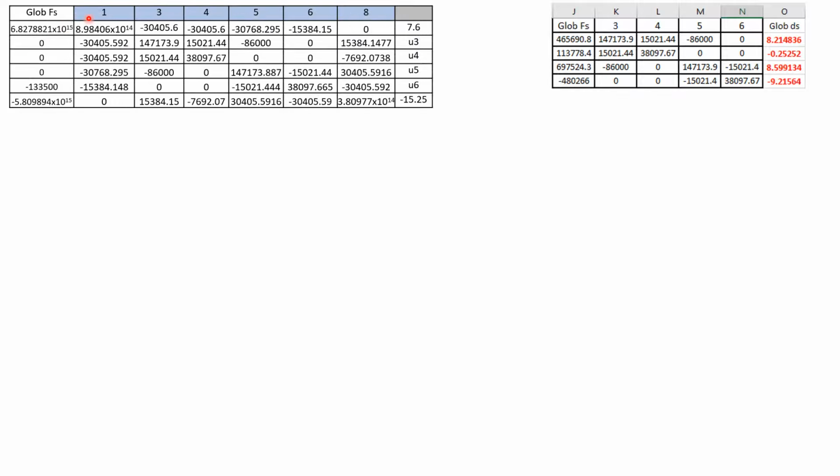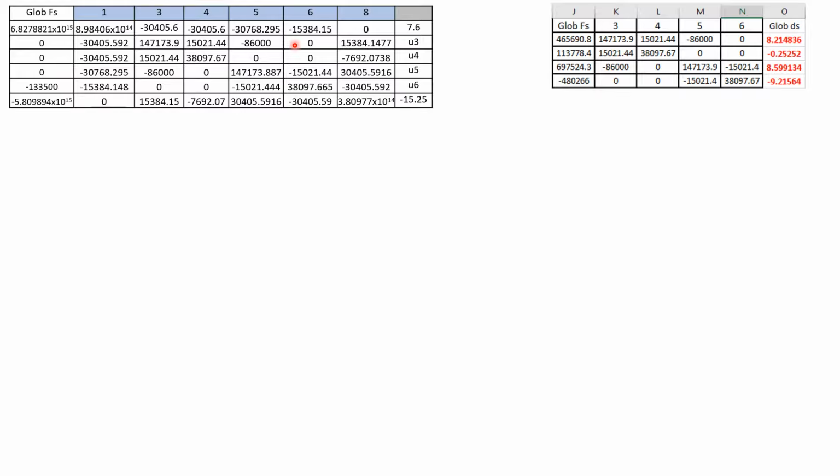So this is now the reduced stiffness 1, 3, 4, 5, 6, and 8. So 2 and 7 are removed. And the unknowns are U3, U4, U5, U6.